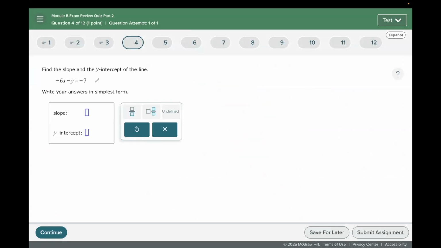All right, this one's saying find the slope and y-intercept of the line. Write your answers in simplest form. So as a reminder, slope-intercept form looks like y equals mx plus b, where m is the slope and b is the y-intercept.